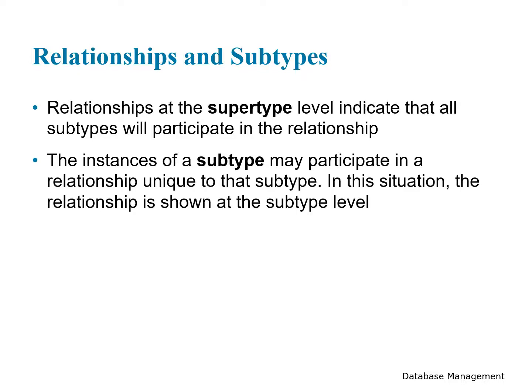Relationship and subtype. A relationship at the supertype level indicates that all subtypes will participate in the relationship. The instances of a subtype may participate in a relationship unique to that subtype. In this situation, the relationship is shown at the subtype level.